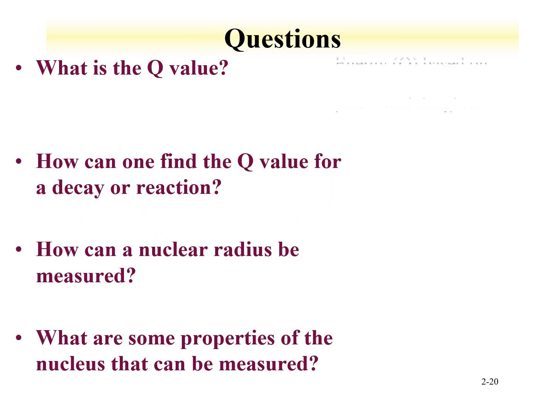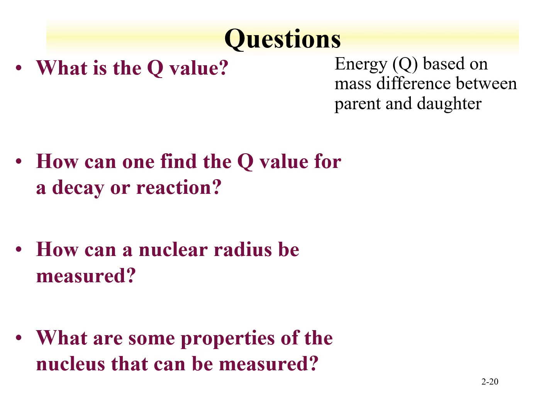What is the Q value? Well, for nuclear reactions, the Q is just the energy of the reaction. So it's the difference, basically you can say it's the mass difference between the parent and the daughter. And that mass difference, if you measure it in atomic mass units, you can convert it to MeV by multiplying the atomic mass unit by 931.5 MeV per AMU. But this really comes from E equals mc squared.